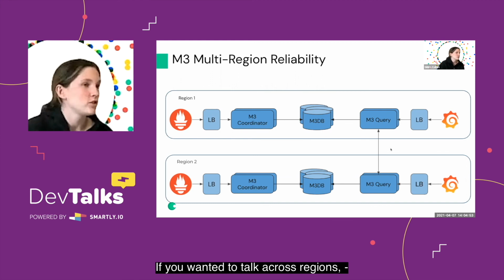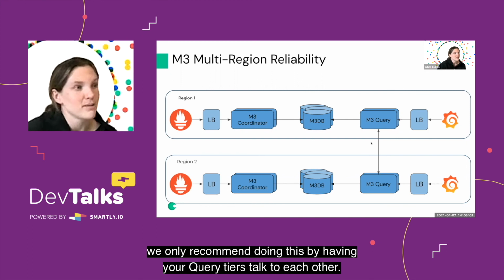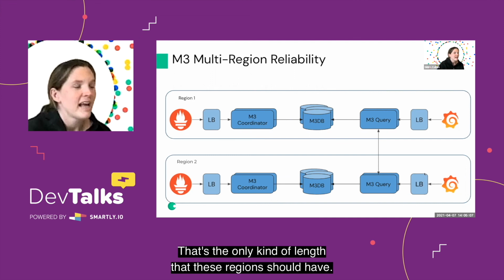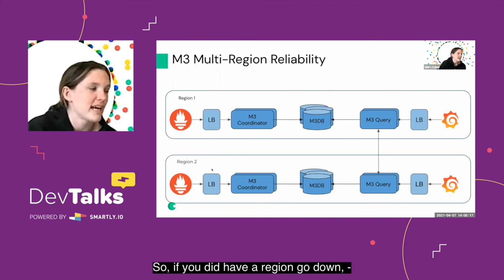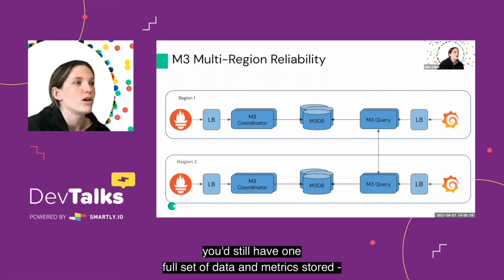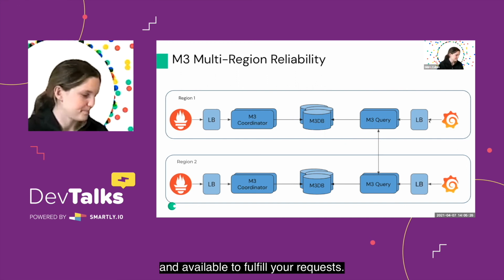If you want to query across regions, dashboard across them, or alert across them, we only recommend that you do this by having your query tiers talk to each other. That's the only link these regions should have. This is mostly due to that reliability standpoint, so that if you did have a region go down, you still have one full set of data and metrics stored and available to fulfill your requests.